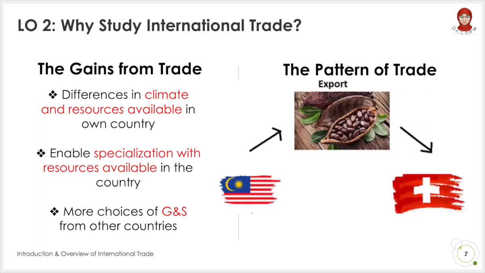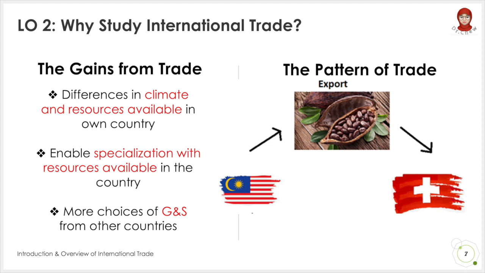Let us use the same example of Malaysia and Switzerland. As I said, Switzerland has to import because they are unable to grow and produce cocoa bean due to the climate and weather of the country. And cocoa bean is only able to be grown in certain countries, usually Southeast Asian countries like Malaysia. Whereas Malaysia, of course, is able to grow and plant plenty of it.